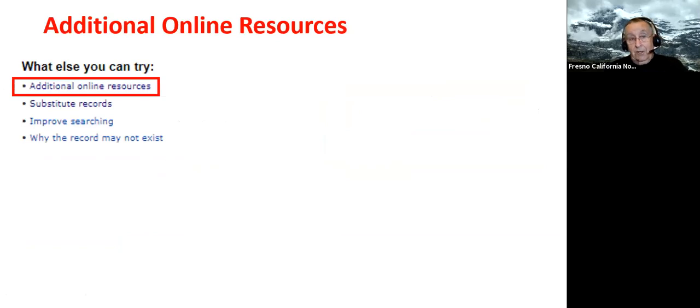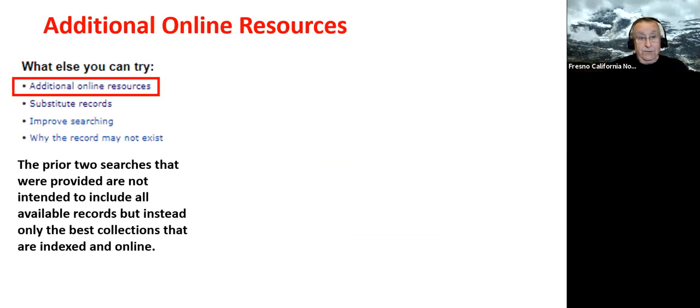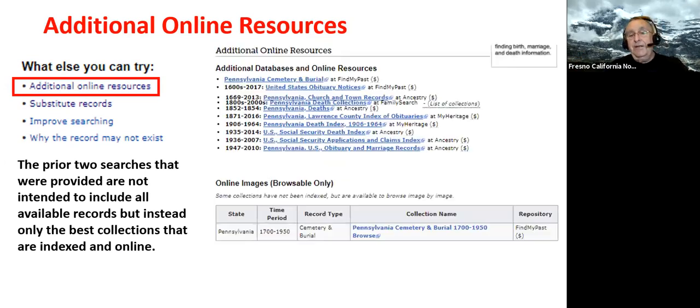So additional online resources. If you couldn't find it in either group that they provided you to start with, you want to click on this, because this will then provide you with a potpourri of other things. Look at this. These are Pennsylvania death records that we didn't search that are online. These are all online.